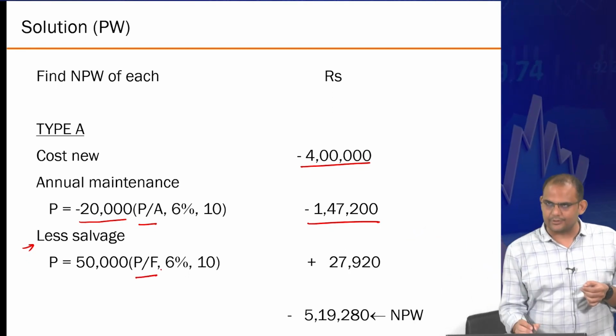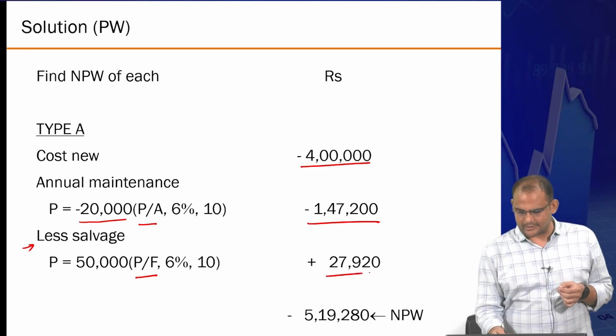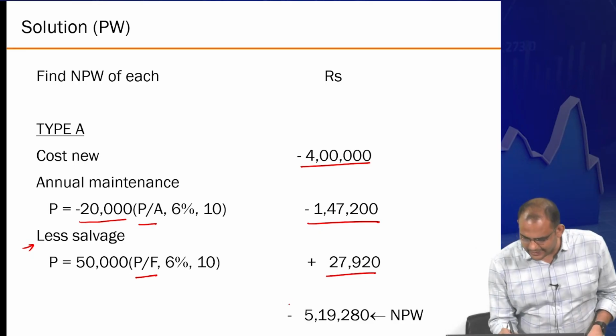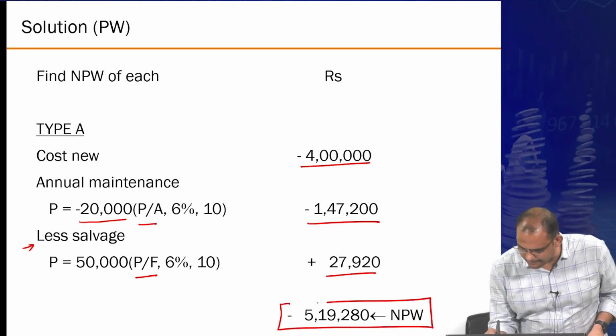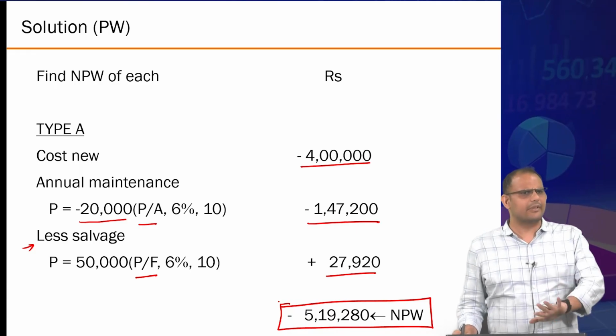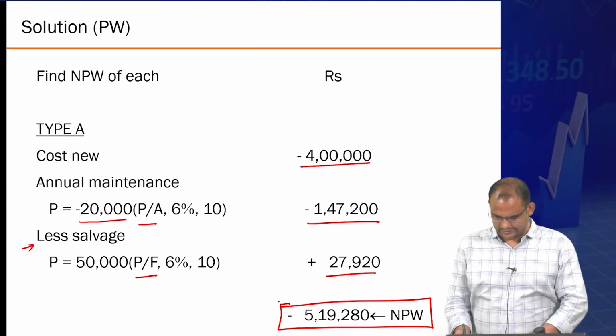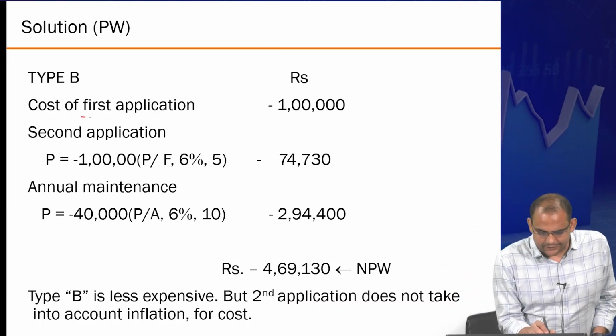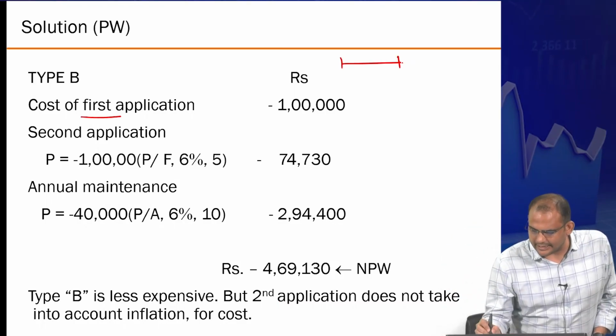That converted using P by F formula comes out to be 27,920 rupees, right? So your total net present worth for type A road is this particular value. This is where we left, I think I had covered this example. Now for type B, the first application, basically you are dealing with 2 cycles of type B.